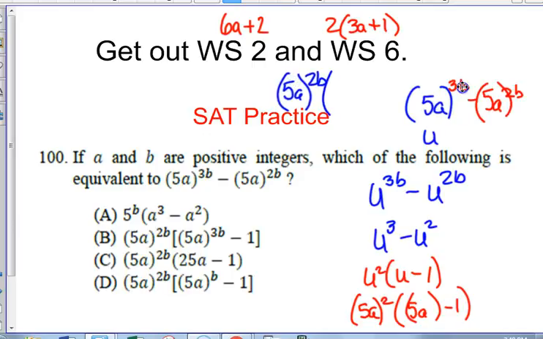If I took a 3B and subtracted out a 2B, there'd still be what left? 1B, yes? If I had 5A to the 2B and I took out a 5A to the 2B, I divided it out, there'd be 5A to the 0 or 1. Which choice is that?